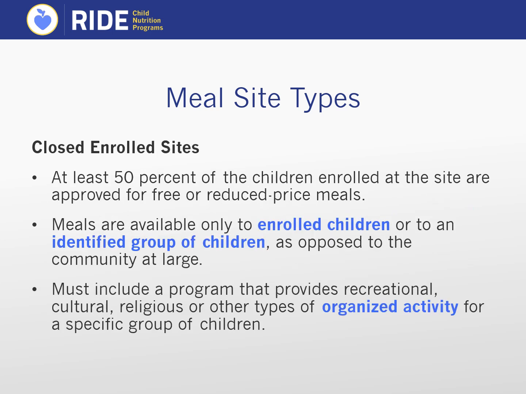Next, we'll review closed enrolled sites. Closed enrolled sites can sometimes be referred to as either just closed or enrolled. Closed sites may be able to qualify as a site through area eligibility or by collecting meal benefit applications either from the participants themselves or through school data. These sites are only eligible to feed participants who are enrolled in their organization or program, rather than the community at large. Because of this, attendance and enrollment information for each participant is required. Closed enrolled programs must provide recreational, cultural, religious, or other types of organized activity for a specific group of children.